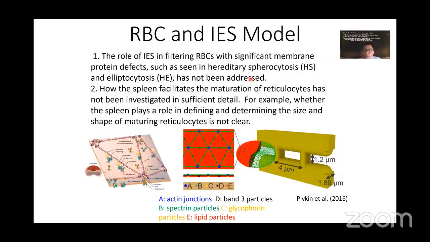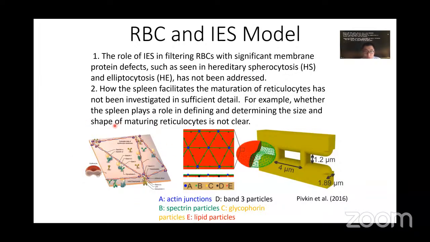Although the function of the spleen in filtering aged red cells has been well studied, the role of the IES, or interendothelial cell slit, in filtering red cells with significant membrane protein defects in blood diseases, such as spherocytosis and elliptocytosis, has not been well addressed. Also, how the spleen facilitates the maturation of young red cells, or reticulocytes, has not been investigated in sufficient detail. That's why we perform this computational modeling, using a detailed red blood cell membrane model to simulate the process of the red cell passing through these interendothelial cell slits.